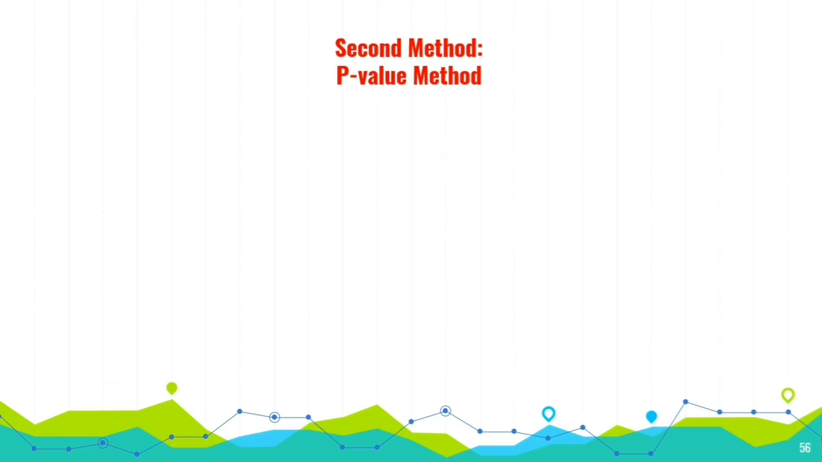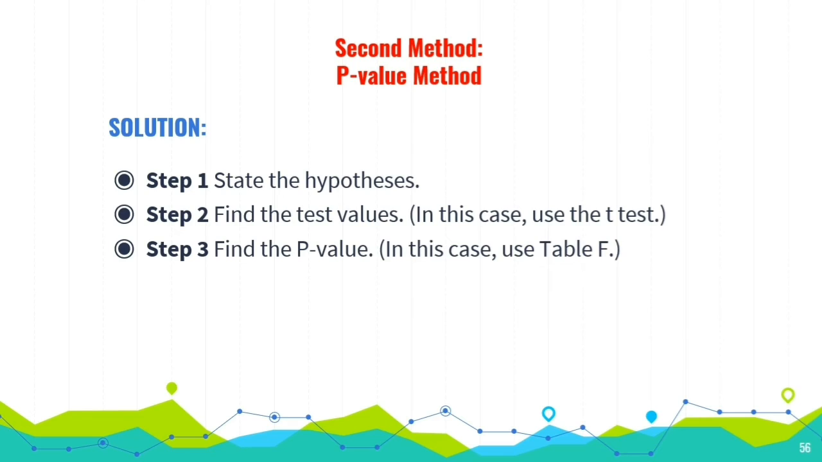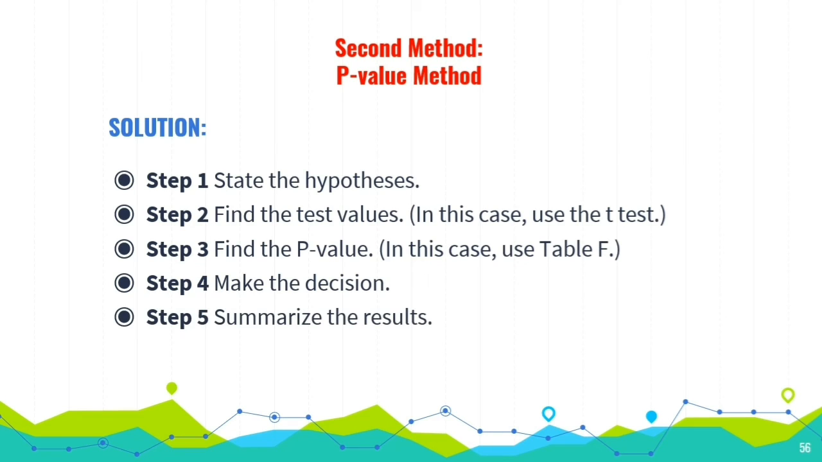The second method that can be used to test the significance of r is the p-value method. The method is the same as that shown in chapters 8 and 9. It uses the following steps. Step 1, state the hypothesis. Step 2, find the test value. In this case, use the t-test. Step 3, find the p-value. In this case, use Table F. Step 4, make the decision. And for the last step 5, summarize the results.